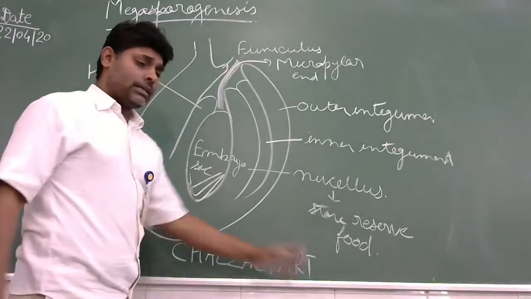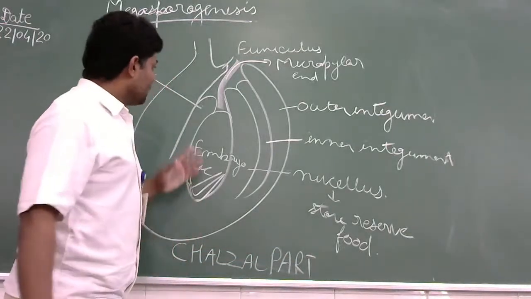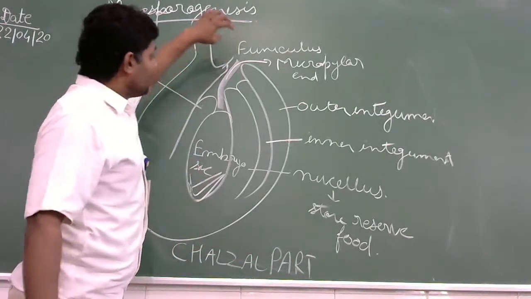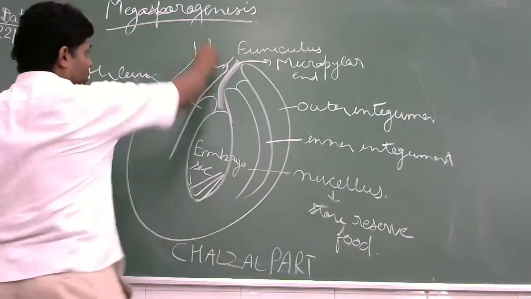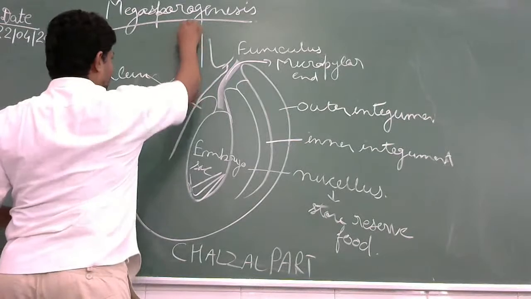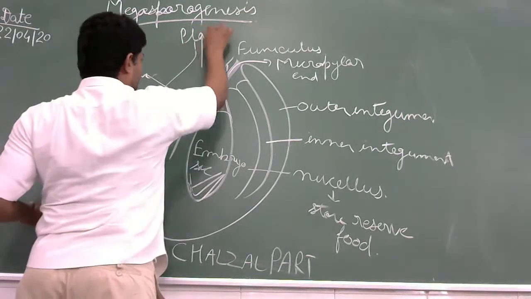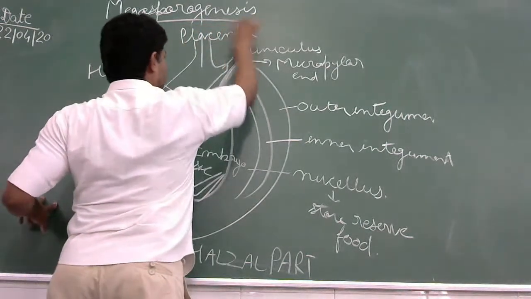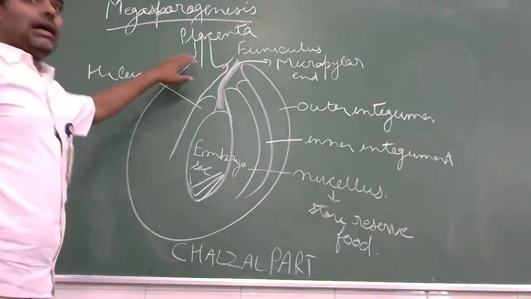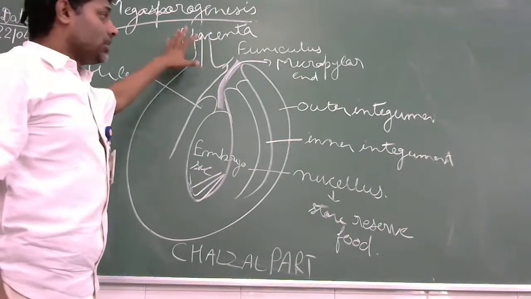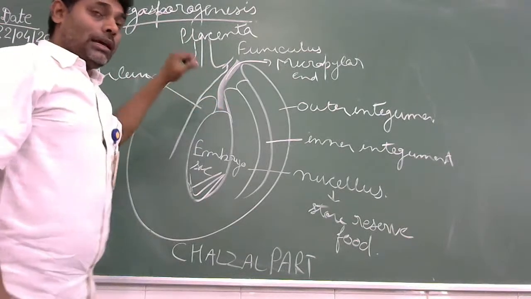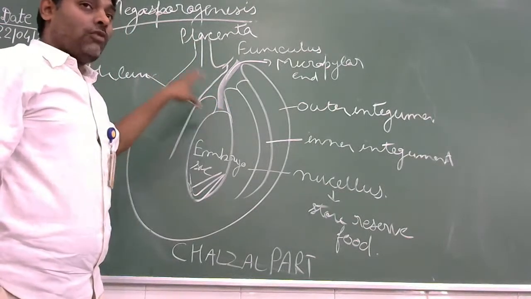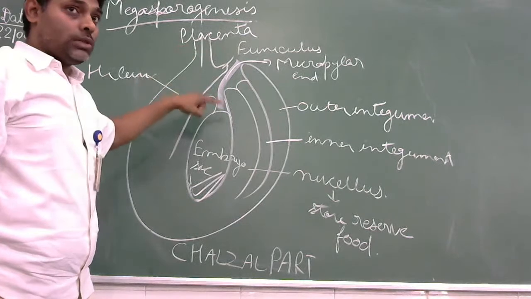This is the chalaza, the basal part of the ovule, this is the embryo sac, and this funicle attaches the ovule to the placenta, and this is known as placentation. So, in the ovary, the free space is known as the locule.